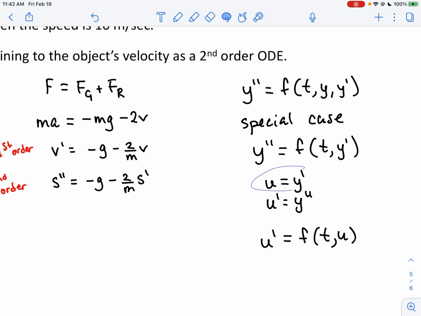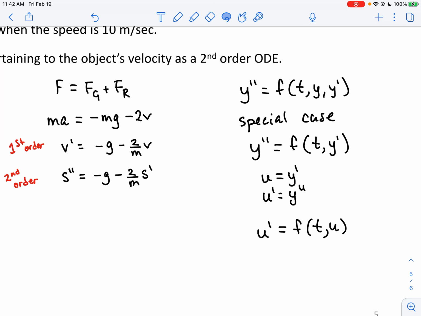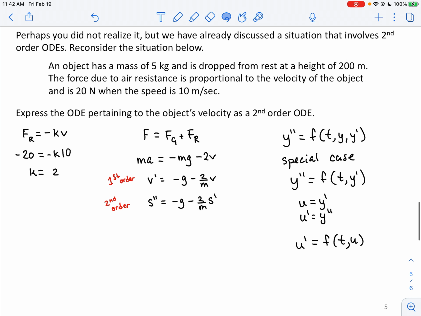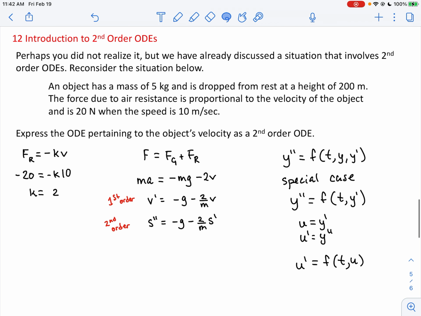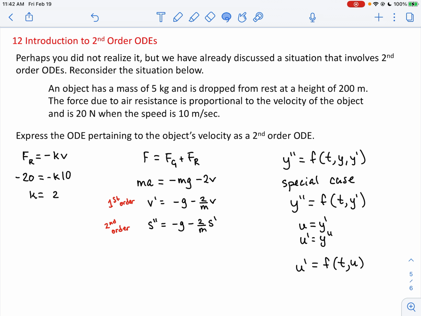Get a solution u, but then remember that u is equal to y prime, and then you would find y by anti-differentiating u. Okay, and that concludes our introduction lecture on second order ODEs.